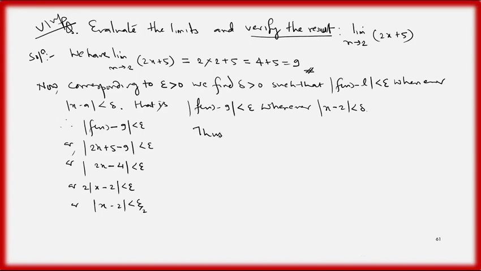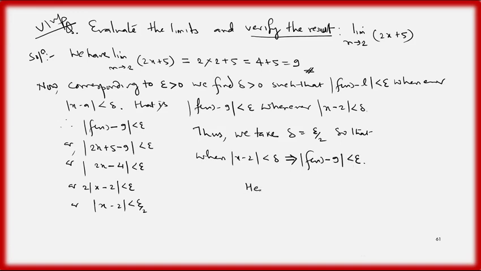Thus, we take delta equal to epsilon by 2, so that when mod of x minus 2 is less than delta, that implies mod of f of x minus 9 is less than epsilon. Hence verified.